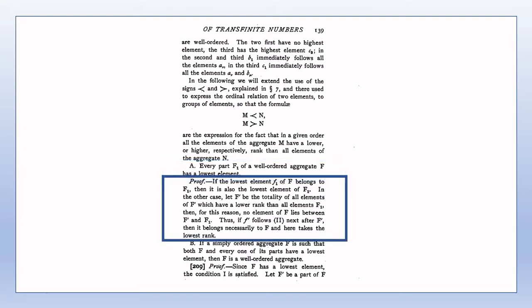In the proof of Theorem A, the other case that is spoken of is the case where the lowest element f1 of f is not an element of f1. Note also that f must have a lowest rank element since f is well-ordered by assumption, and so criterion 1 of page 137 guarantees a lowest rank element.